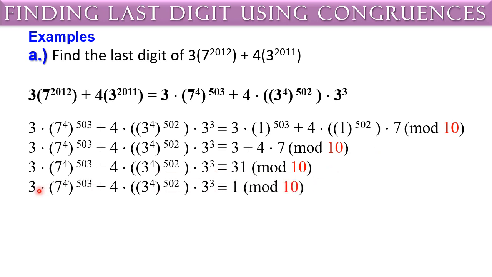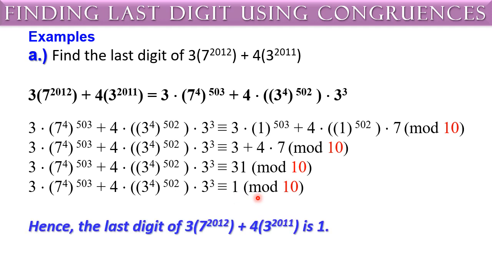Thus, we have 3 times 7 raised to 4 raised to 503 plus 4 times 3 to the 4th raised to 502 times 3 cubed is congruent to 1 modulo 10. Hence, the last digit of 3 times 7 raised to 2012 plus 4 times 3 raised to 2012 is 1.